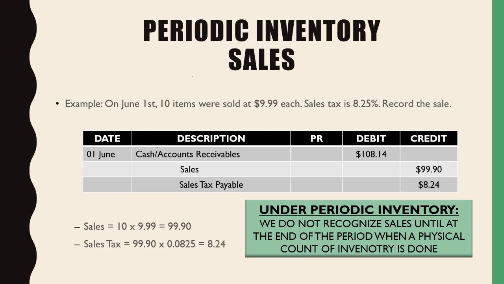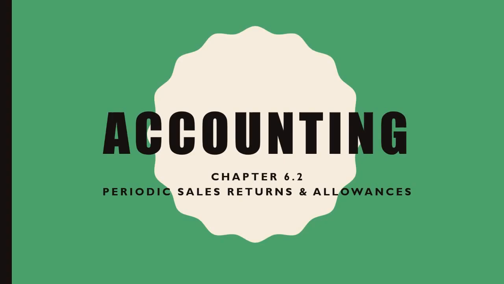All right, any questions so far? Again, it's pretty straightforward. So that was 6.1. Just understanding how a sale works and how to journalize it, especially when you have periodic inventory items.